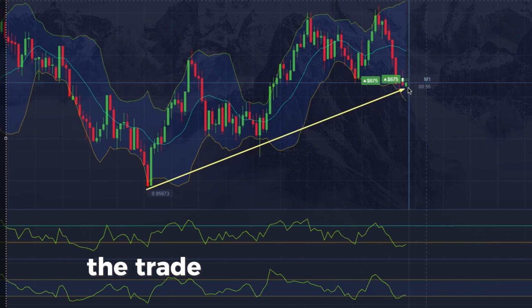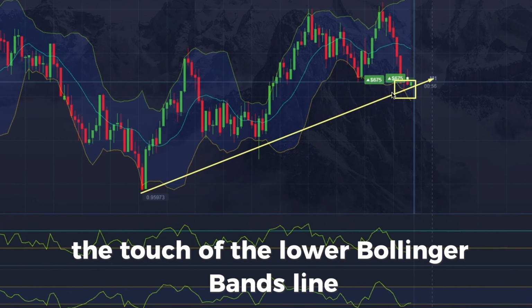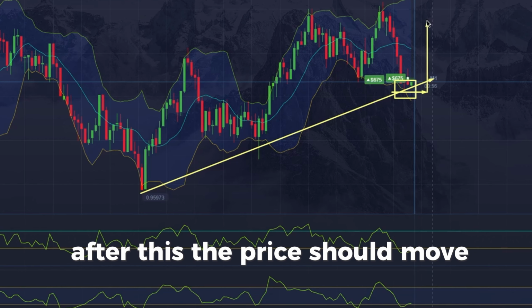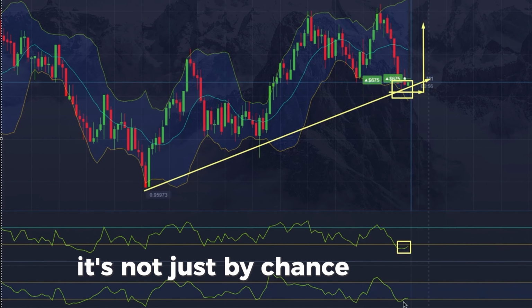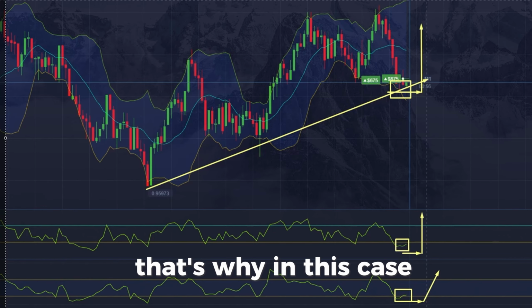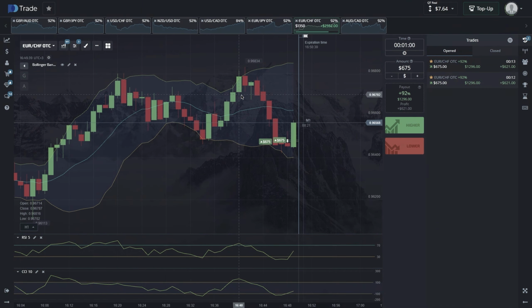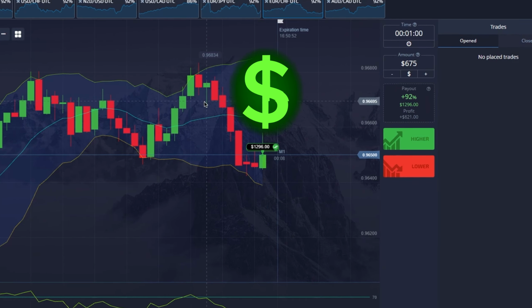We managed to open the trade for an upward move, a good touch point, the touch of the lower Bollinger Band's line. After this, the price should move upwards. It's not just by chance, of course. This is an exit from the oversold area. That's why in this case, the trade is opened for an upward movement. Let's watch the remaining result. And the trades close easily in the positive.